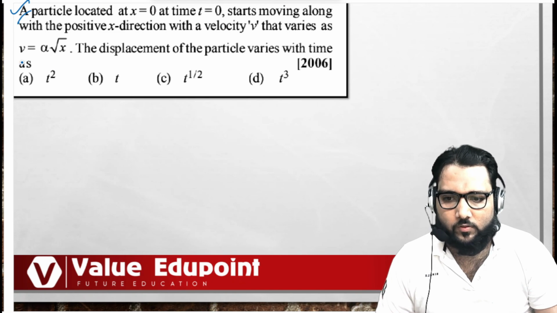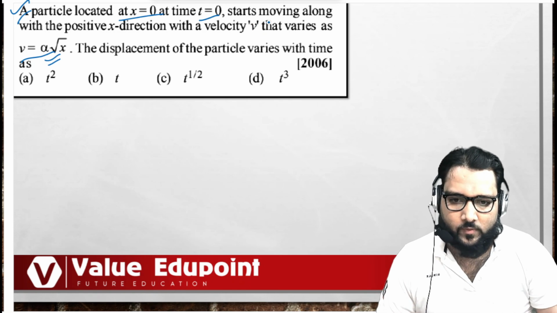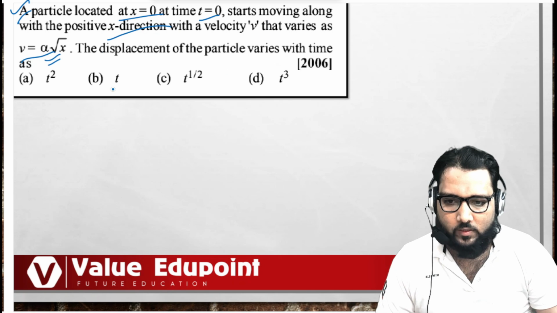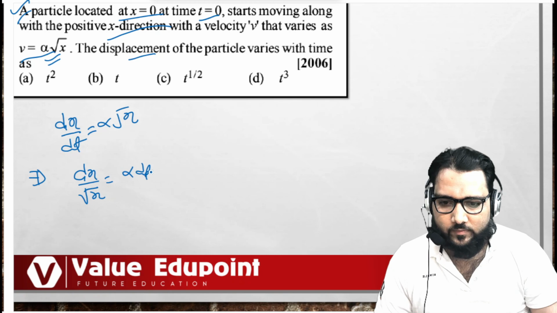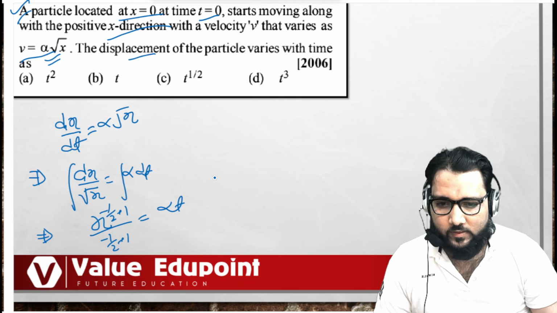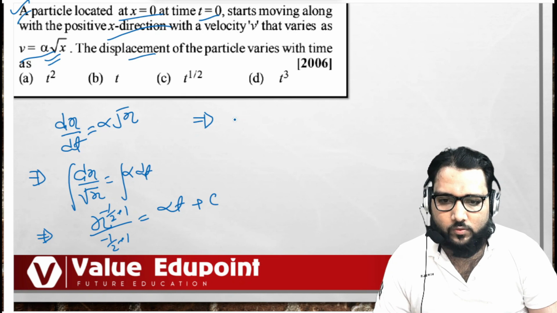Here again velocity is given in terms of x, and the particle is located at x equals 0 at t equals 0. We start moving along the positive x direction. Now we have to relate time and displacement. Don't worry guys, we know the velocity is dx by dt, that is alpha root x. By the separation method, we get dx upon root x equals alpha dt, and integrating this term gives 2 root x equals alpha t plus c.